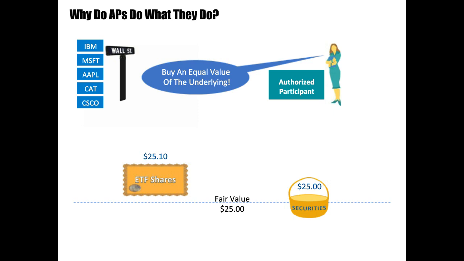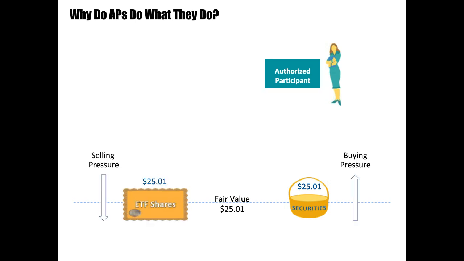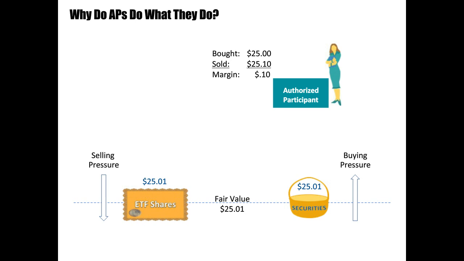This action, selling the ETF shares and buying the underlying securities, causes the ETF share price to drop. It puts buying pressure on the underlying securities and pushes them all back to fair value, so that the ETF is now trading back where it should, at $25.01 in this case, which is the same value as the securities it holds. The authorized participant in this process has made a relatively risk-free arbitrage profit.